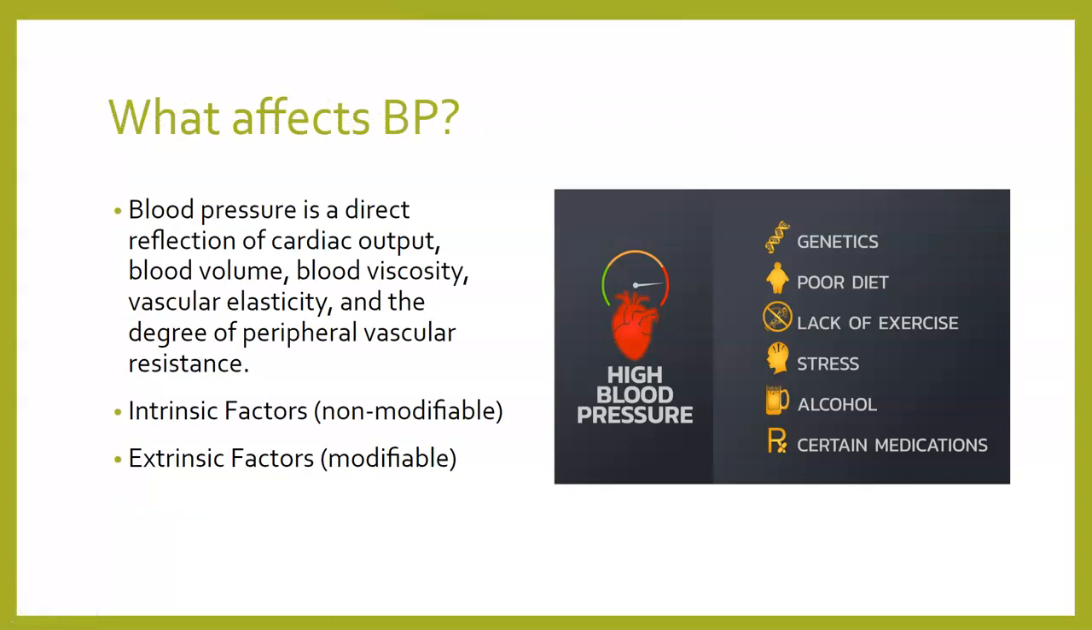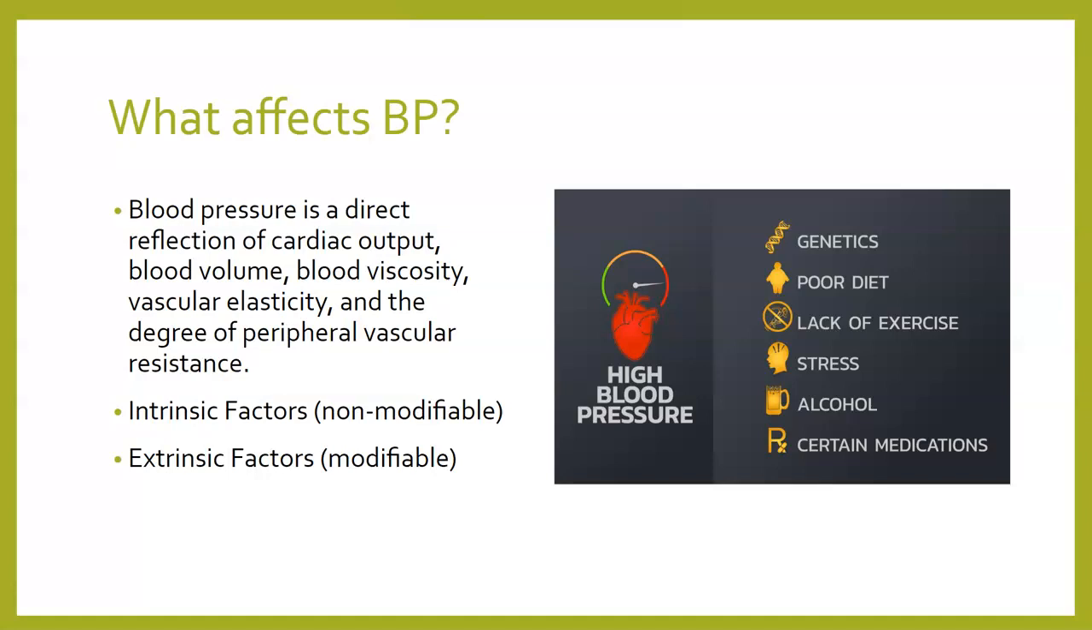Okay, so some other things that affect blood pressure. It's a direct reflection of our cardiac output, blood volume, blood viscosity, so the thickness of the blood, vascular elasticity, which we talked about, the narrowing of the arteries or if they're constricted or dilated, and the degree of the peripheral vascular resistance. So there are intrinsic factors, or non-modifiable factors, and then extrinsic factors, or modifiable factors, that put someone at risk to develop high blood pressure or hypertension.